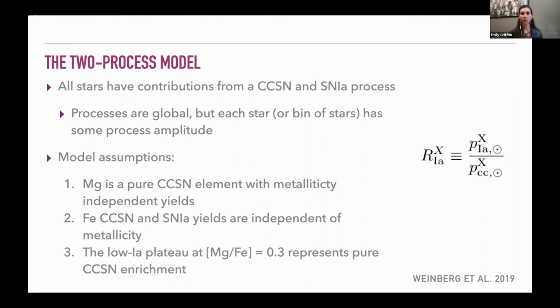The model has a few assumptions: that magnesium is a pure core collapse element, that magnesium core collapse, iron core collapse, and iron type 1a supernovae yields are independent of metallicity, and that the low 1a magnesium on iron plateau represents pure core collapse enrichment. So anything off of that is suggesting increased type 1a contribution. And we can fit these processes to each element and determine a ratio of the type 1a to core collapse contribution.